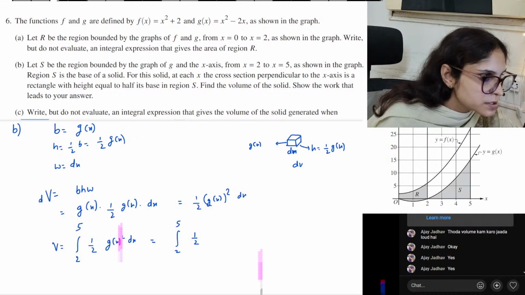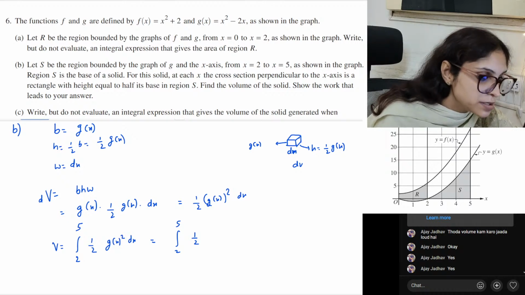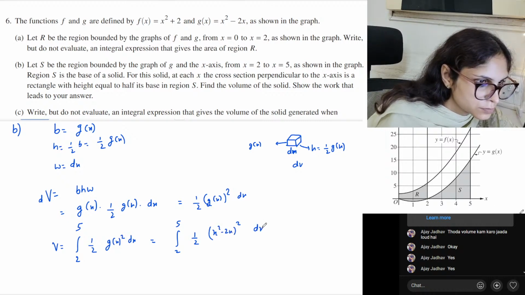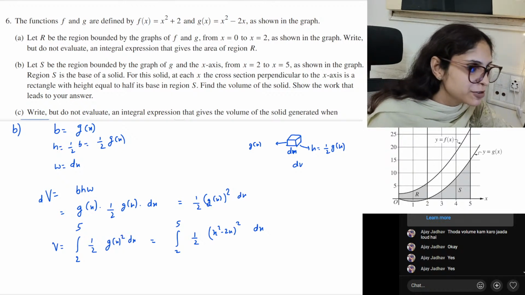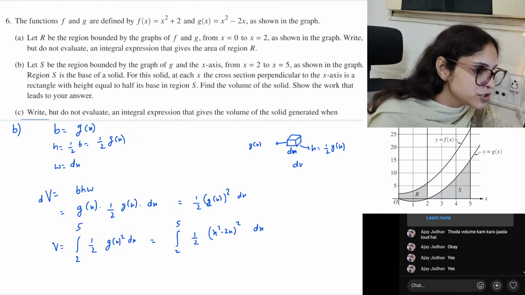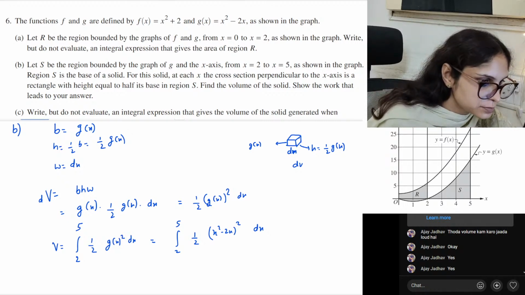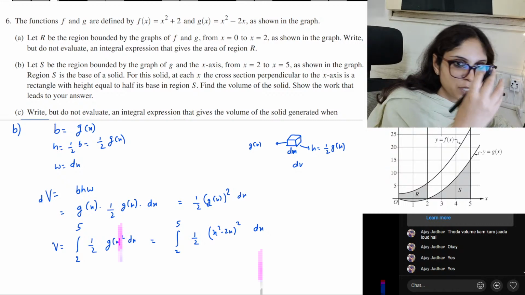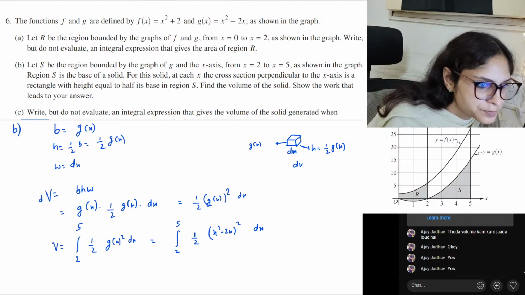g of x is x squared minus 2x. And over here you have to find the volume. You will have to evaluate because they're not saying to just write the expression. So now we'll solve the entire thing. Because the cross section was a rectangle, it is becoming sort of a prism, and it is just length times width times height.